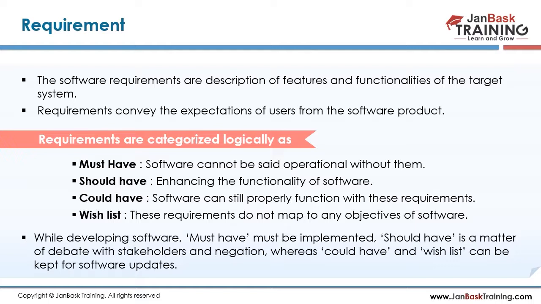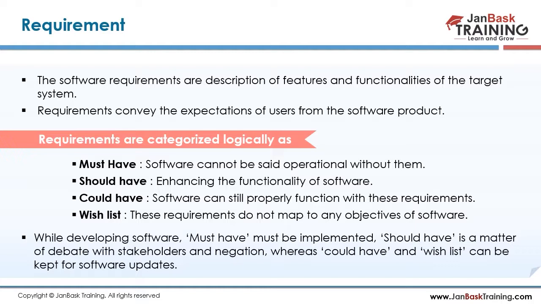Must have means the software cannot be said to be operational without them, or we can't go live because of them. Should have are requirements that enhance the functionality of the software. In the could have section, the software can still function properly without these requirements. Whereas the wish list requirements do not map to any objective of the software.